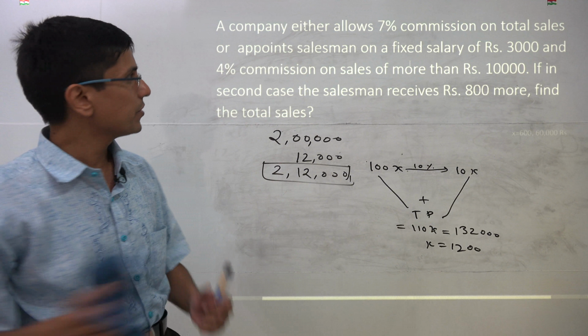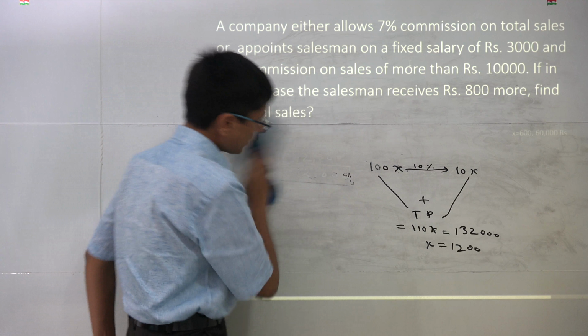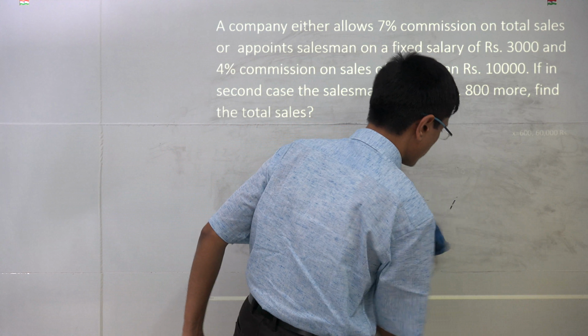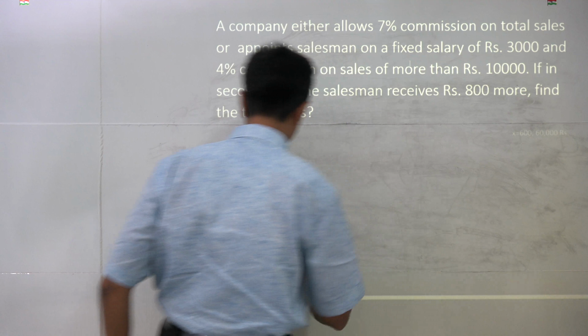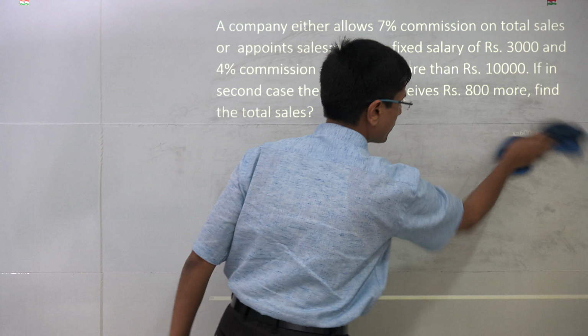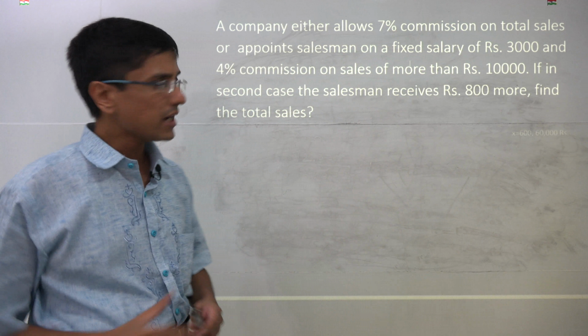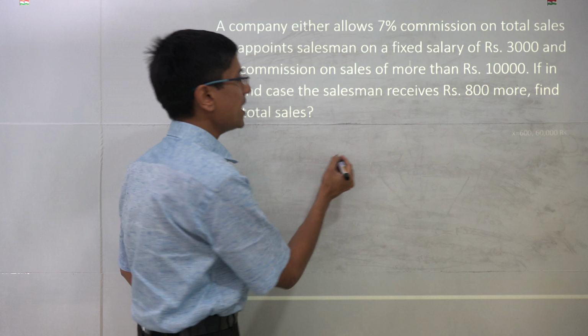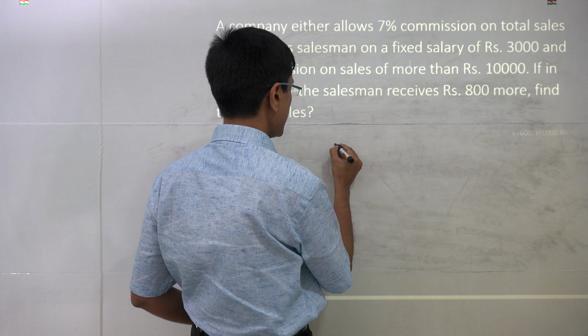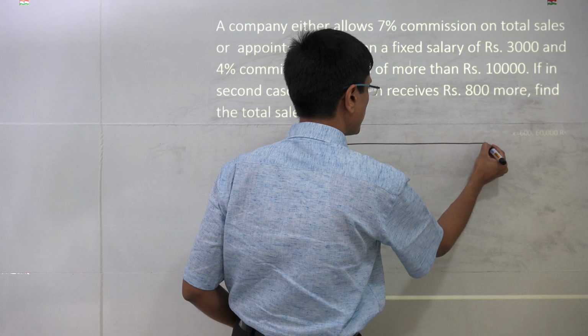Now moving on to the next problem. Here also we have a commission question, and those are becoming a little complicated nowadays. So even this problem is not so trivial. So here, what are we being asked? We are being asked that there is a company which allows one of two things.